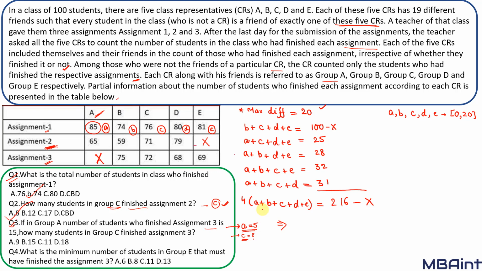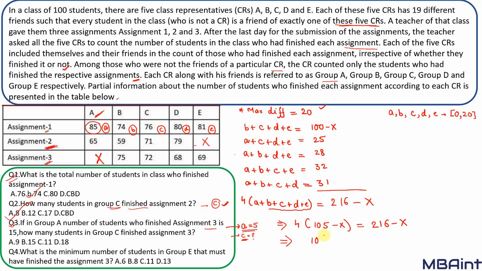We know the value of A, that equals 5. Can I write it like this, taking this as 100 minus X and the value of A equals 5? So can I write it like 105 minus X? Yes. And this equals 216 minus X. Now I can easily find the value of X, right? I can easily find the value of X.